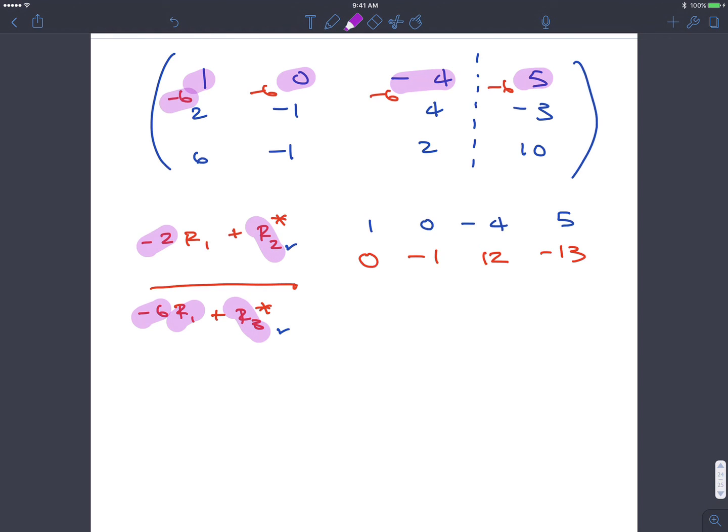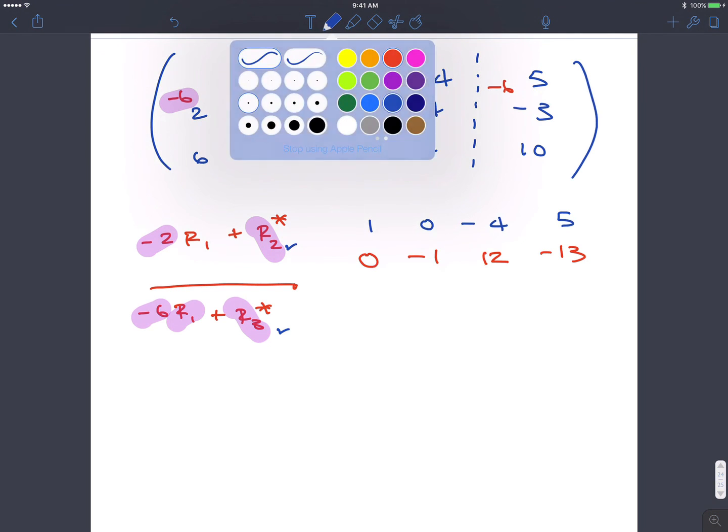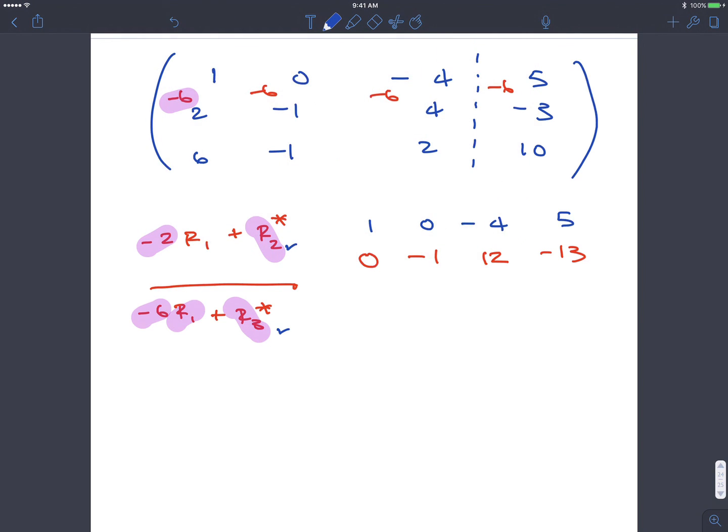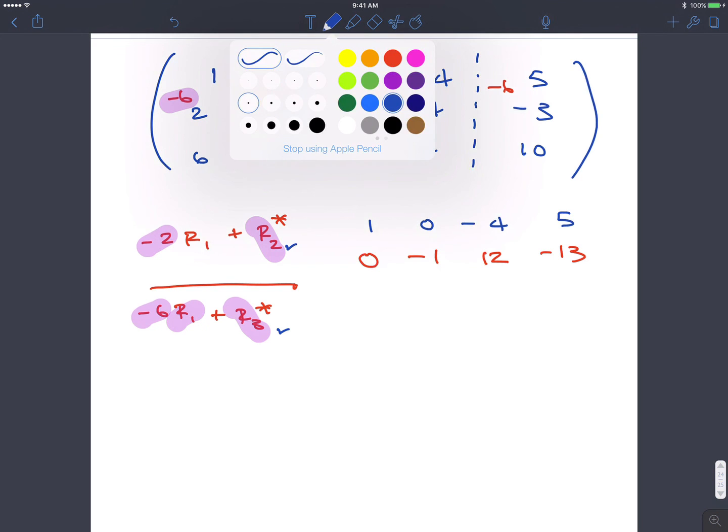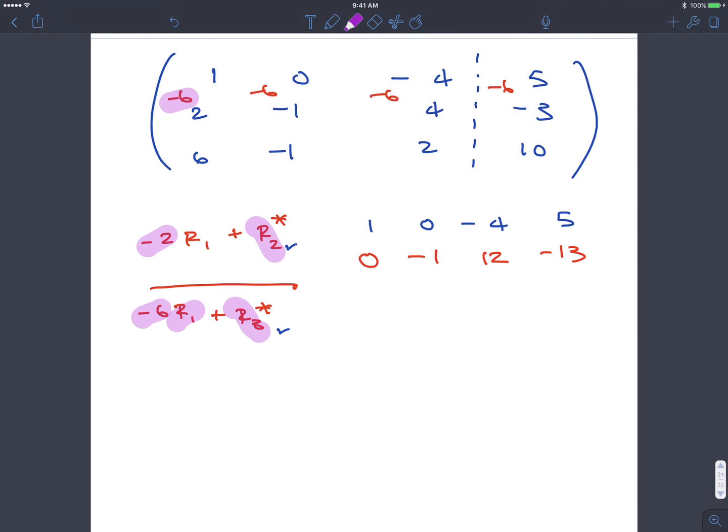So let's go through this carefully. -6 times 1. Okay, let me go back. -6 times 1 is going to be -6. So -6 plus 6 gives us a 0 in that entry. So I say to you again, let's go back every step. -6 times 1 plus 6 is 0.